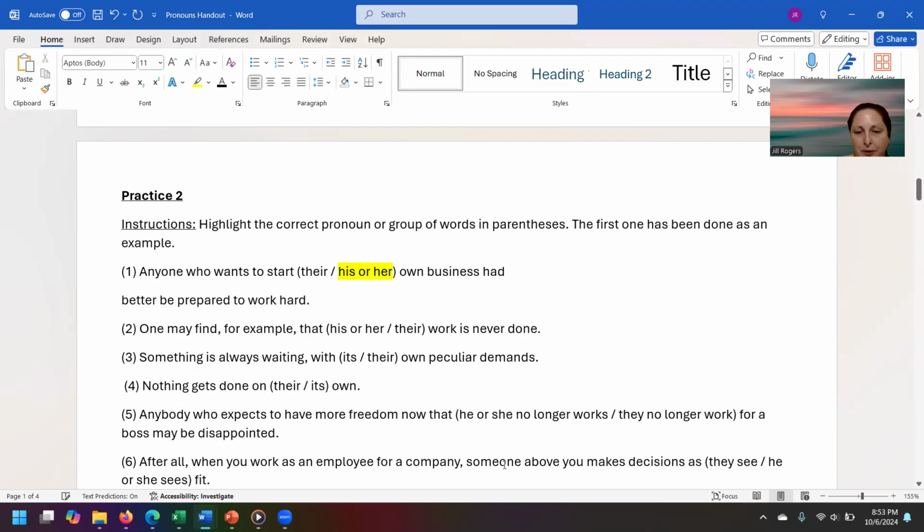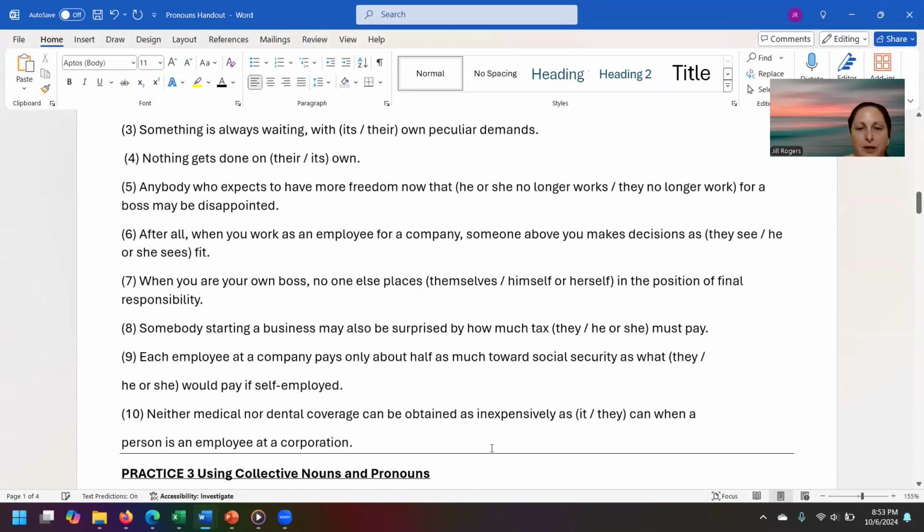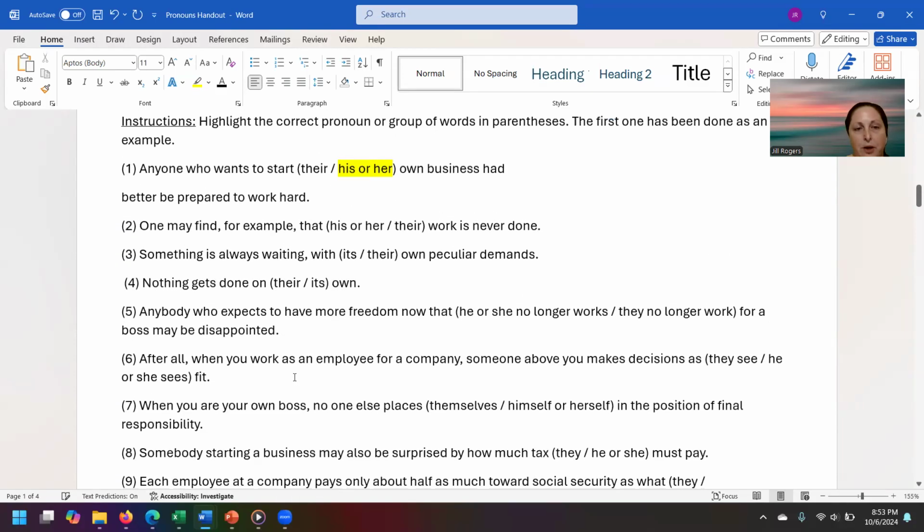And find that pronoun, someone, okay? So when you are your own boss, no one replaces, okay, no one, all right. Somebody, so you find those pronouns. Each, people usually have trouble with that one. Okay, so you have to find those words, those indefinite pronouns, and make sure that you match with them.